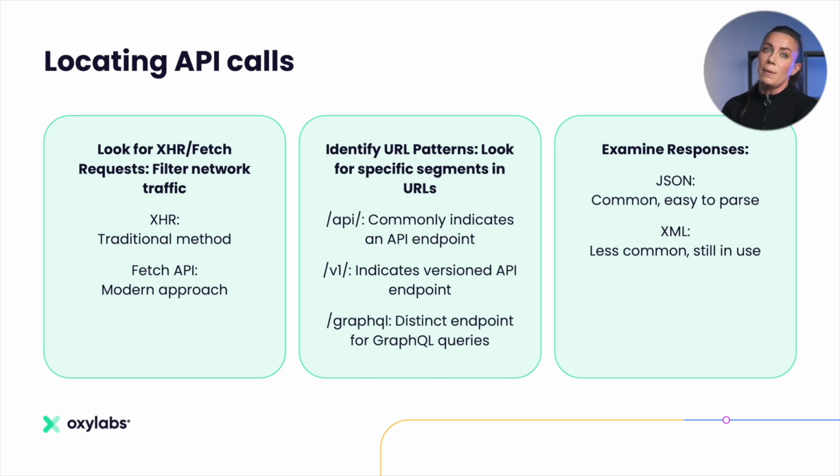After identifying potential API calls, examine the responses returned by the server. As mentioned earlier, APIs commonly return data in either JSON or XML format. Look for the ones that return the data you're looking for: price, recommendations, reviews, and so on.